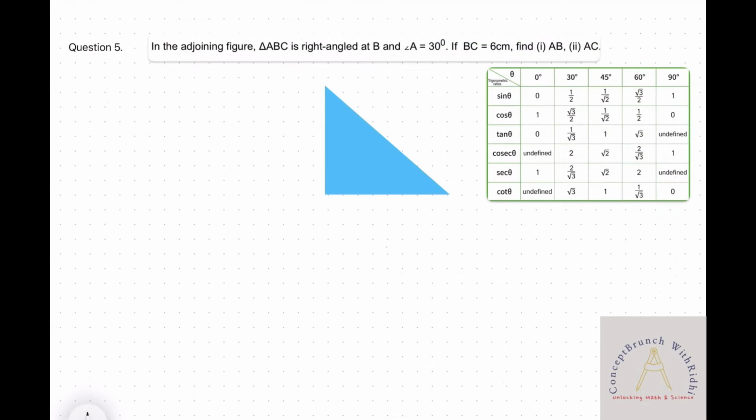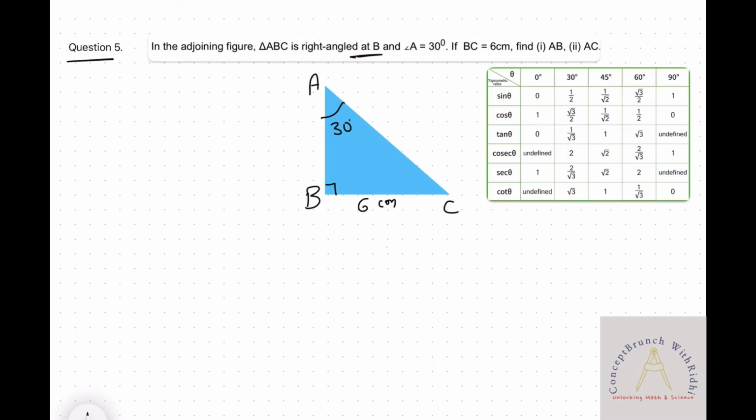Given that in the adjoining figure ABC, right angle at B. So let it be B. Okay. And in triangle ABC, angle A is 30 degree. BC is 6 centimeter. AB and AC we have to find.